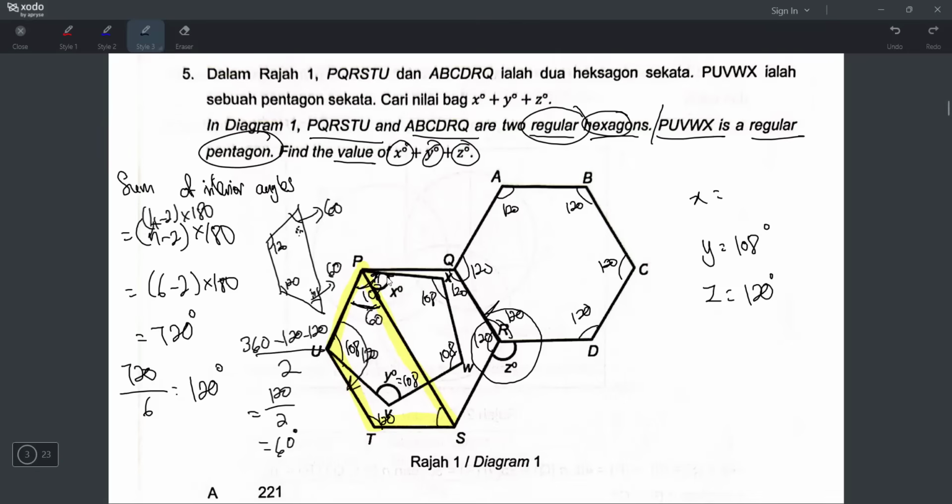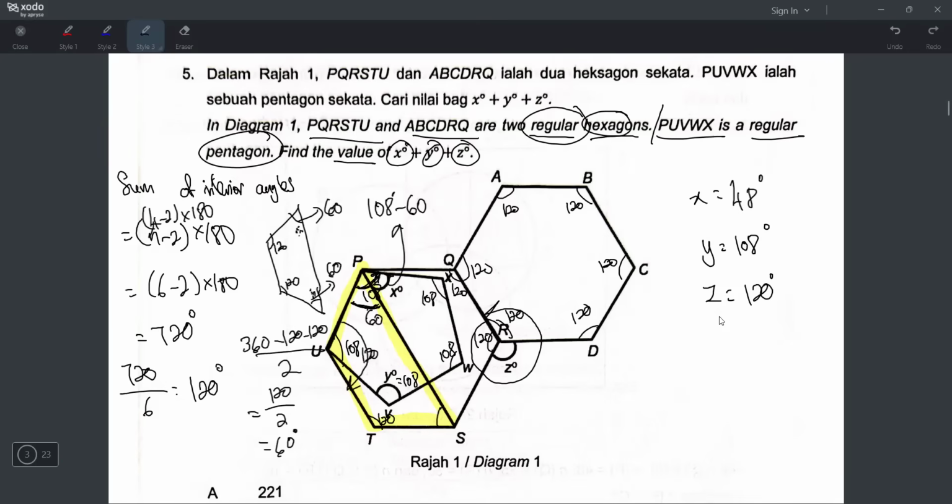So now I can find x, because x is just 108 minus 60. Agree? Because 108 is from here to here, right? But x is only here. So you minus the 60, then you get the balance. So what is 108 minus 60? 48, right? Okay, the question asks for x plus y plus z.